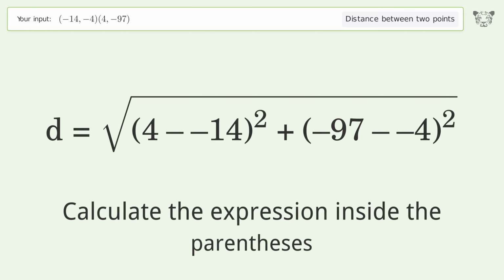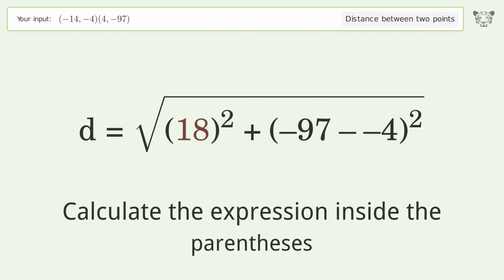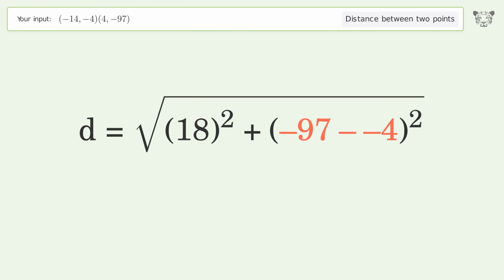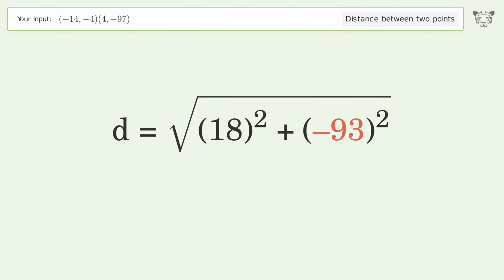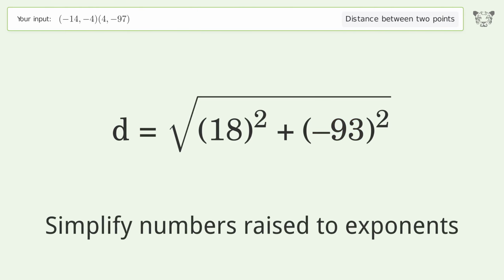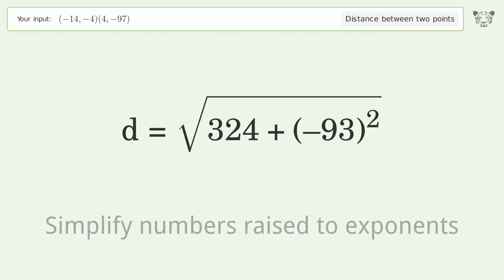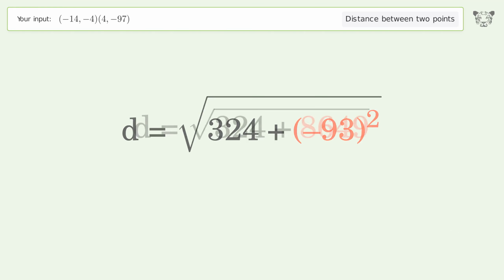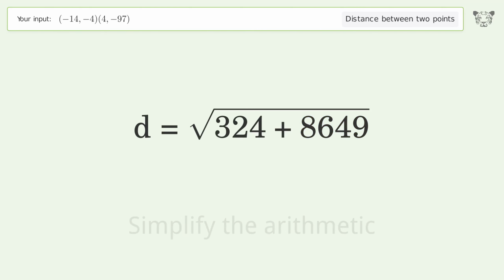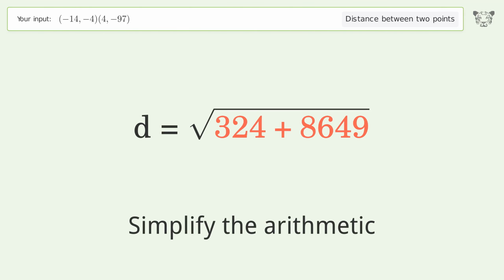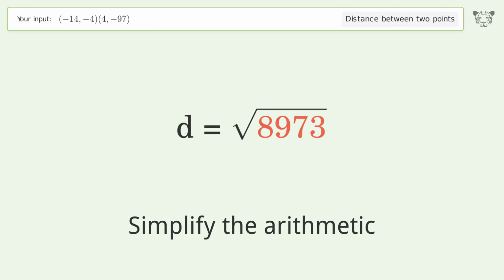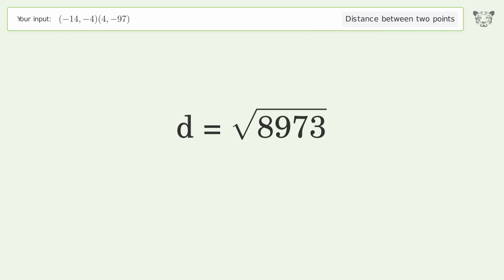Calculate the expression inside the parentheses. Simplify numbers raised to exponents. Simplify the arithmetic. And so the distance between the 2 points is the square root of 8,973, or 94.726.